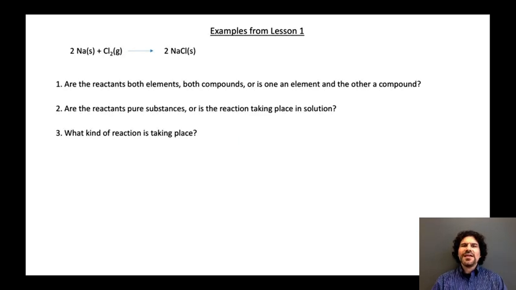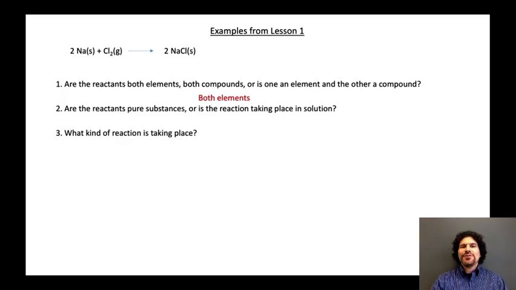Finally in this lesson, I want to go back to the examples we looked at in lesson 1 in this unit and be able to answer these 3 questions about each of those examples. The first reaction we looked at in its balanced equation was sodium metal reacting with chlorine gas to give sodium chloride, so sodium solid giving sodium chloride solid. Are the reactants both elements, both compounds, or is one an element and the other a compound? The answer is that they are both elements. Sodium metal and chlorine gas are both elements.